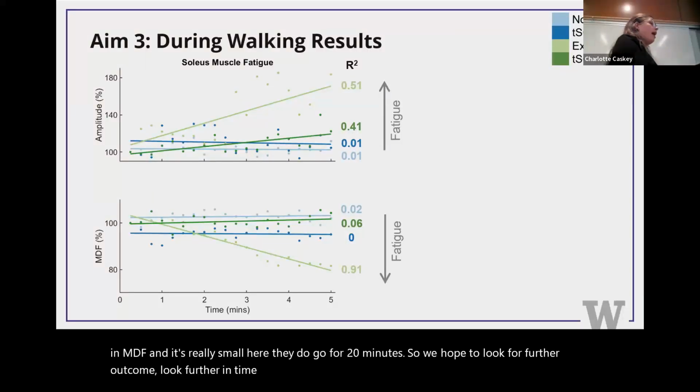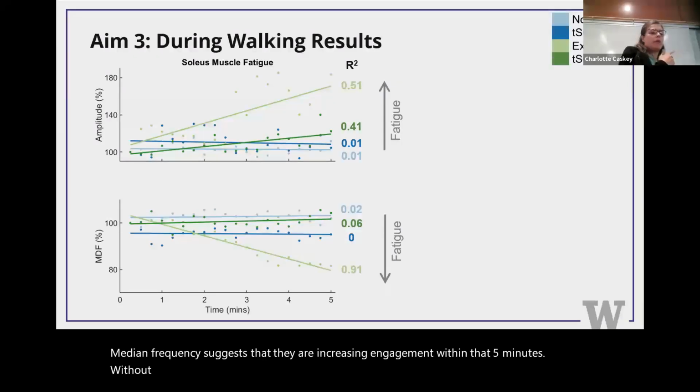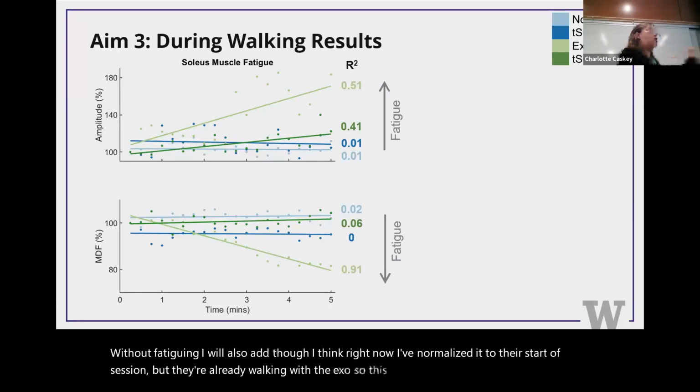That increase in amplitude without the reduction in median frequency suggests that they are increasing engagement within that 5 minutes without fatiguing. I will also add, though, I think right now I've normalized it to their start of session, but they're already walking with the exo. So this is just looking at their change from first minute to 5 minutes.